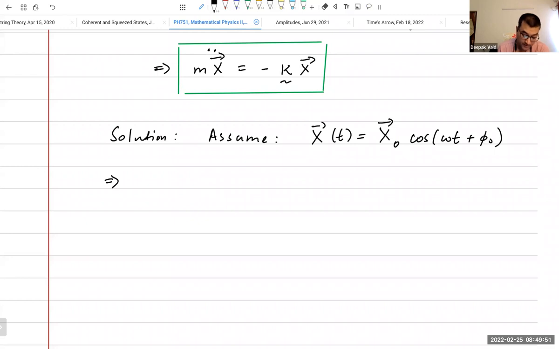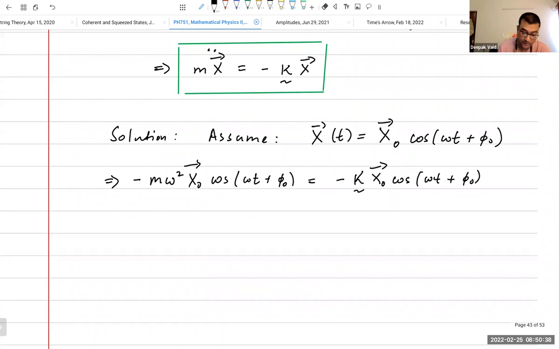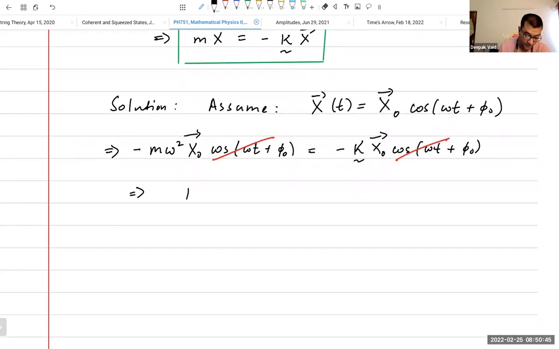So what will be the solution if I just plug this back into my expression for Newton's second law? I get minus m omega squared, right? So the second time derivative will give me minus omega squared times cosine. So a minus m omega squared x naught, then cosine omega t plus phi naught is equal to minus k x naught times cosine omega t plus phi naught. Right, now the cosine term on both sides cancels out. And so we are left with the following expression.